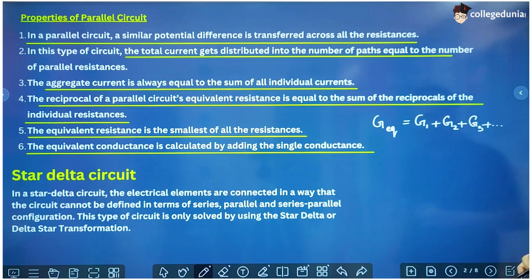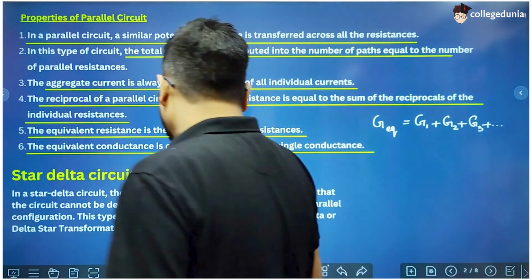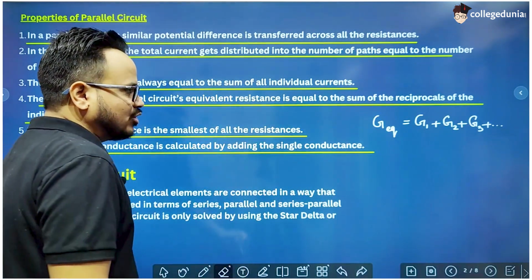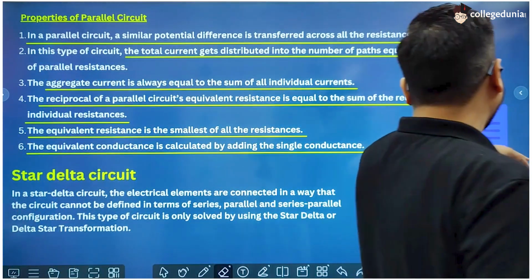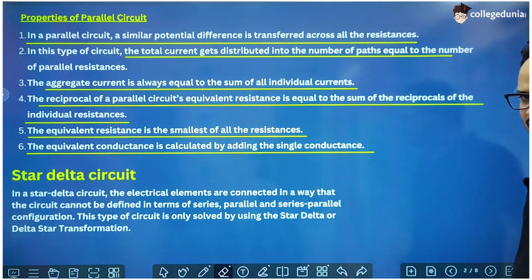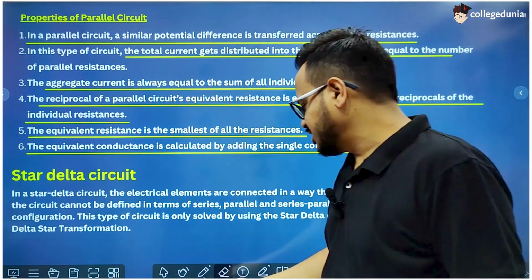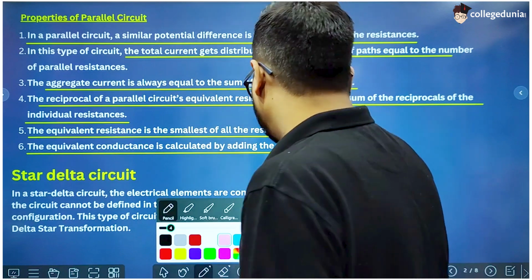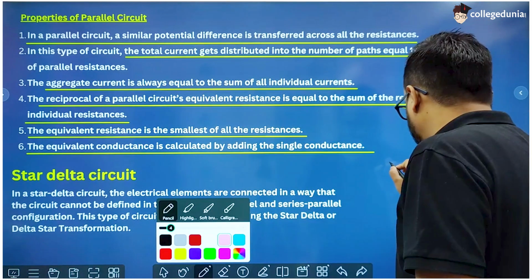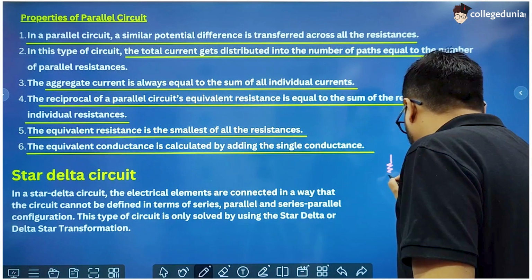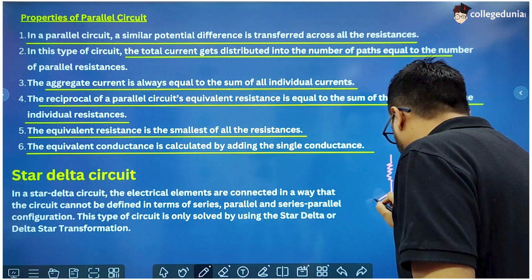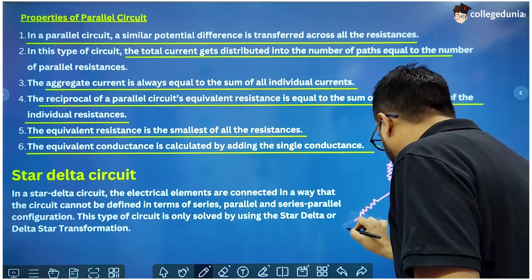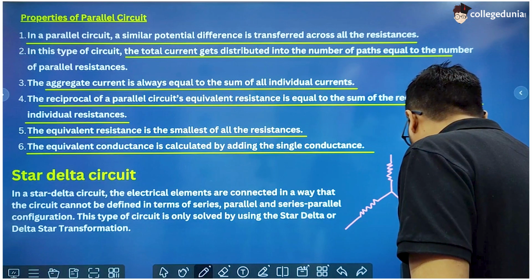Star delta connection. Now these are the types of circuits in which we cannot identify whether the circuit is series or parallel. We can classify such type of circuits into two types. One is the star connection, which will look like this. Here is one resistor, here is another resistor, and here is a third resistor.